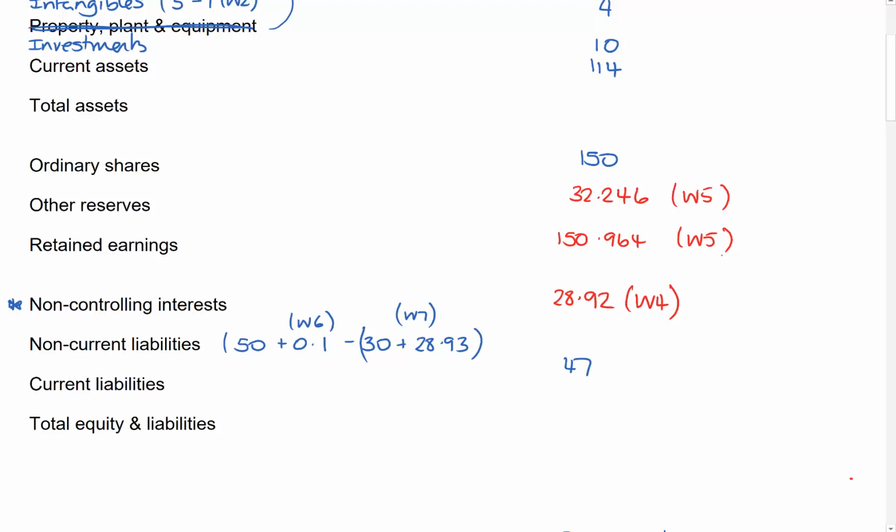If we put through our adjustments for non-current liabilities, that adds up to 49.03. So I've got 150 plus 32.246 plus 150.964 plus 28.92 plus 49.03 plus 47. That gives me an overall total of 458.16.